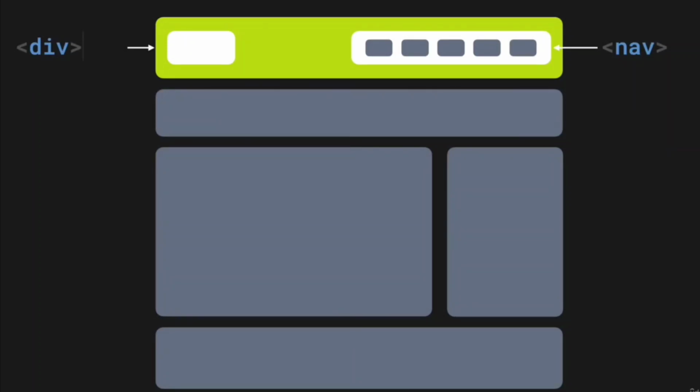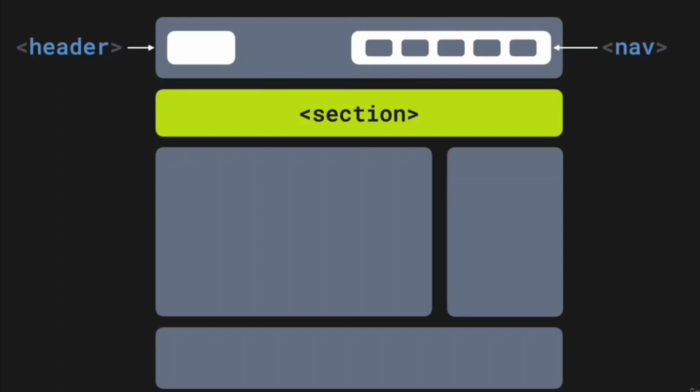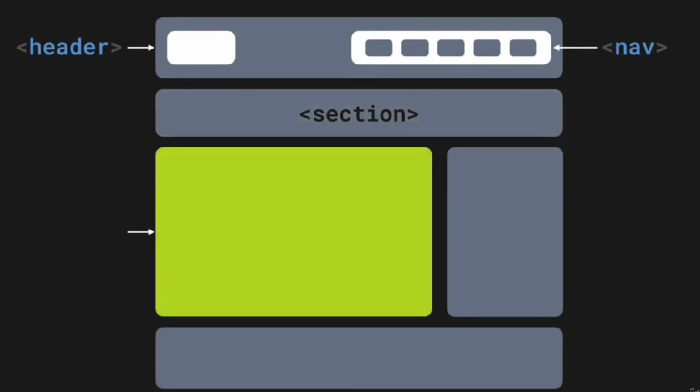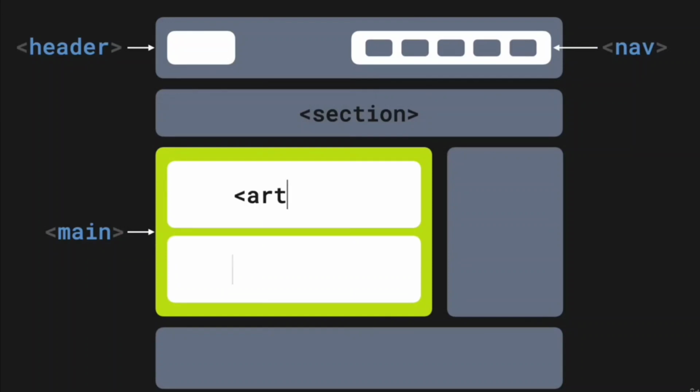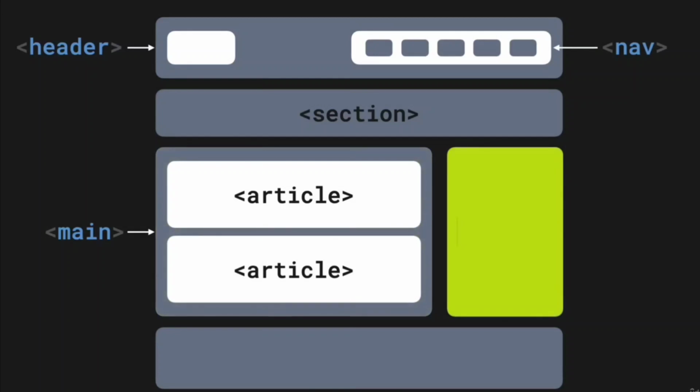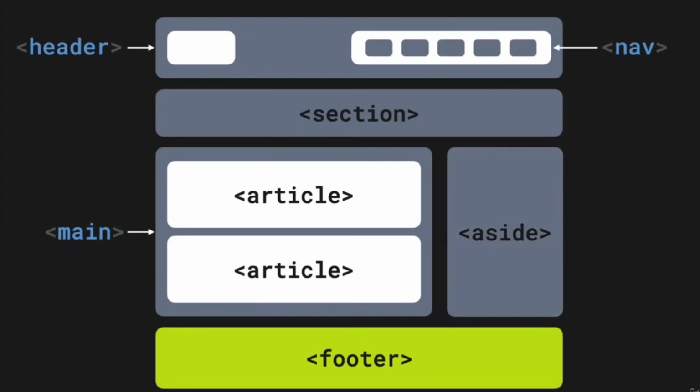So we can replace div with header. It goes the same for the next section. For example, for this part, we can use a section. For the next part, which has our main content, we can use the main tag. And inside it, if we have, for example, different articles, we can use the article tag for them. And if we have a sidebar, for example, we can use an aside tag, which tells Google that everything inside this part is just a sidebar, right? And finally, for the last part, we can have footer, okay?